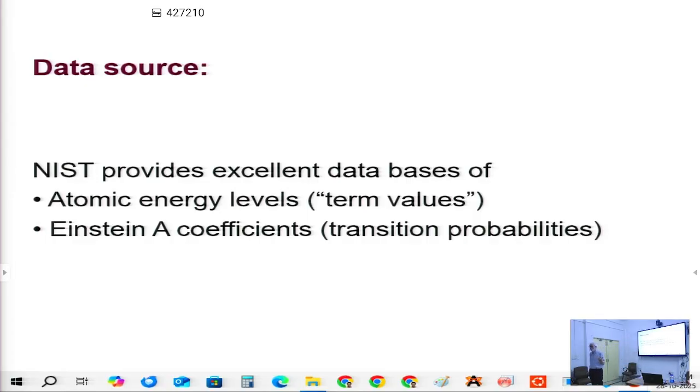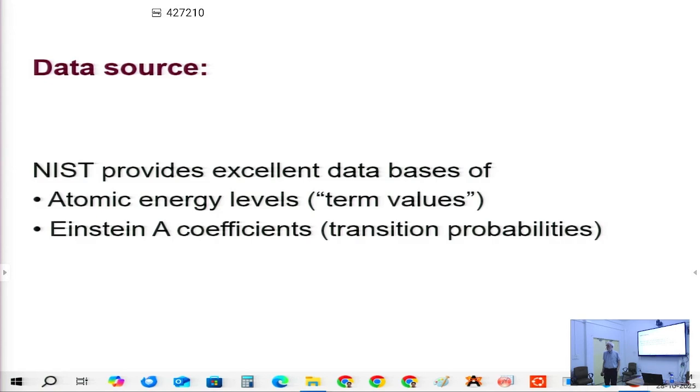It comes in two forms. It has a lines database and a levels database, so you can look at the levels in great detail, and then you can look at the lines, and it gives you Einstein A coefficients when known. Einstein A coefficients, as I mentioned verbally, are the transition probabilities and have units of seconds to the -1.